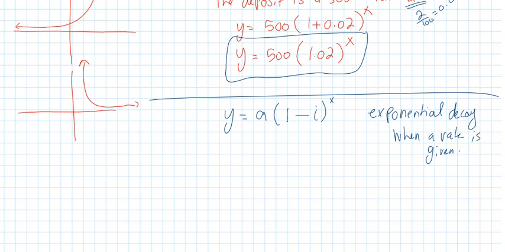So let's look at an example. You bought a car for $20,000. The value of the car is going to depreciate by 5% every year. So you see the word that I'm using? Depreciate, or decrease in value. This is where you know it's going to be an exponential decay. So let's write down the question.